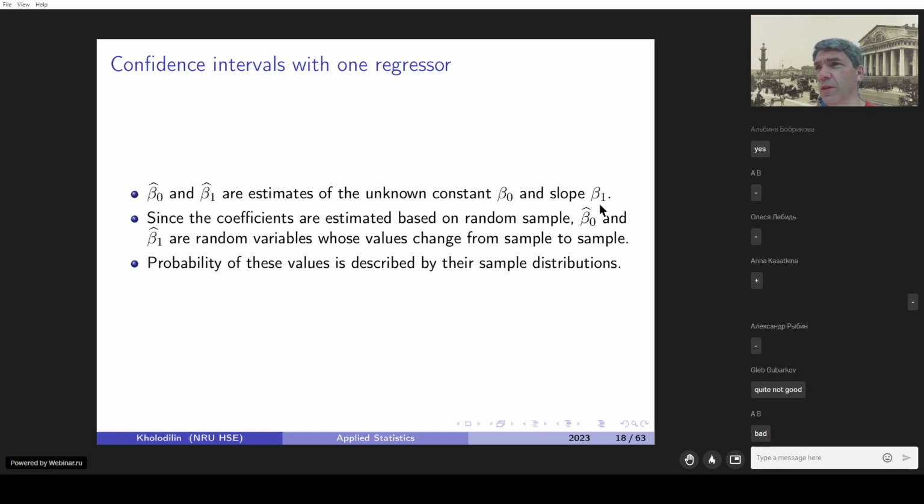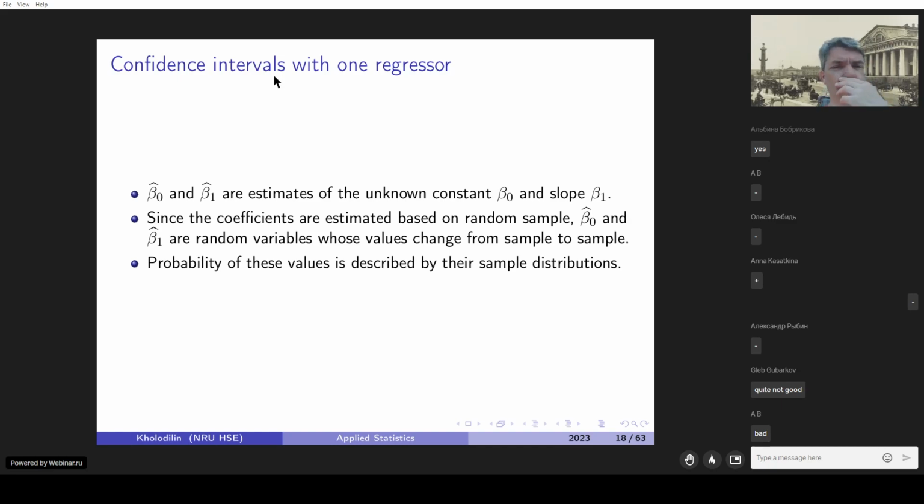So we suppose in the OLS methodology, or in the maximum likelihood estimation, we assume that there are some unobserved true values of beta 0 and beta 1 that we will never observe, but we can estimate them. We can find some values that are close to this unobserved beta 0 and beta 1. However, we would like to know how far we are from these true values, or how closely we are to them.